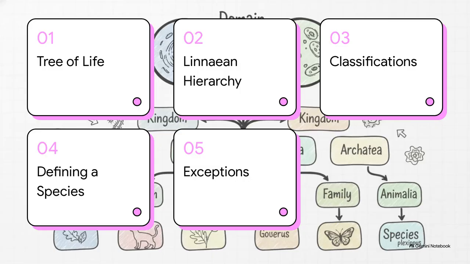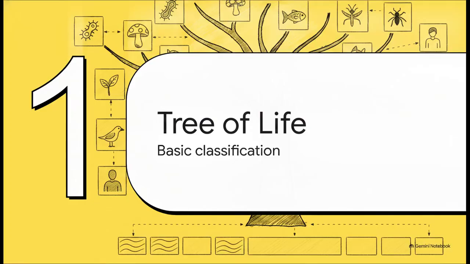So here is our roadmap for today. We're going to hit number 1, sorting the tree of life, then move right into 2, the Linnaean hierarchy. After that, we'll look at 3, real-world classifications, figure out 4, defining a species, and finish up with 5, exceptions to the rule. Okay, let's get started with part 1, sorting the tree of life, the basics of biological classification.